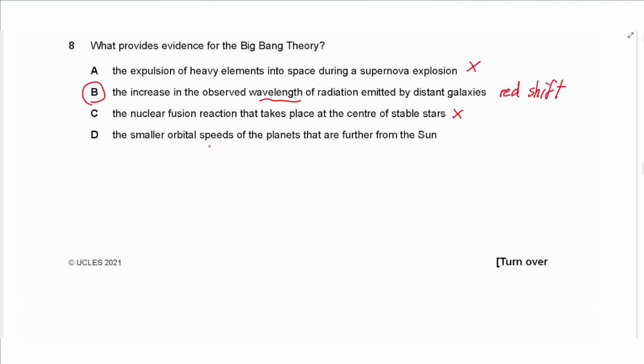The smaller orbital speeds of the planets that are further from the sun mean that the gravitational pull gets weaker as distance increases. It's not related to the Big Bang theory, so the answer is B.